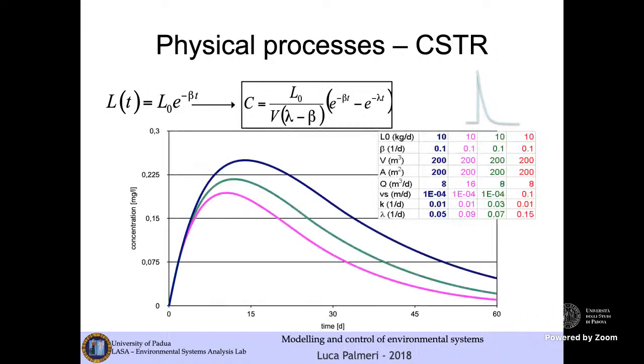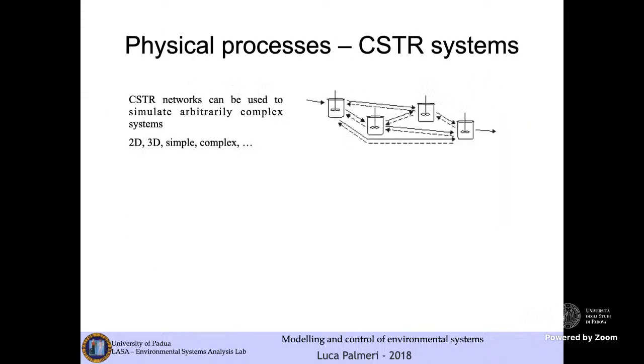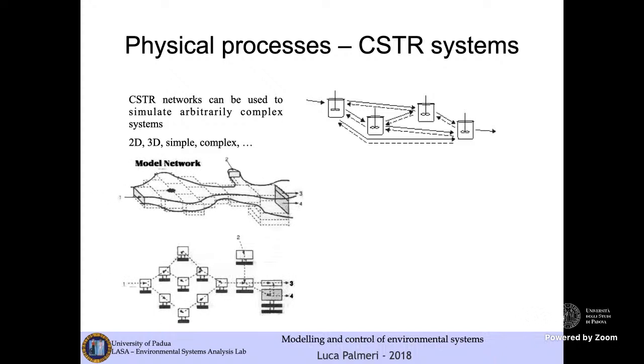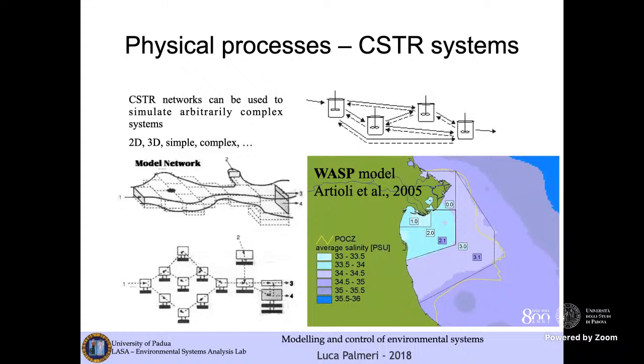So these are very simple models that allow you to forecast the situation in the immediate future. And you may employ the CSTR approximation even for describing more complex systems. For example, you may subdivide your systems in areas, volumes, in which you may assume valid the CSTR approximation. So you may employ networks of CSTR. You may employ this paradigm to describe arbitrary complex systems, even 2D or 3D systems. For example, you may build this kind of networks.